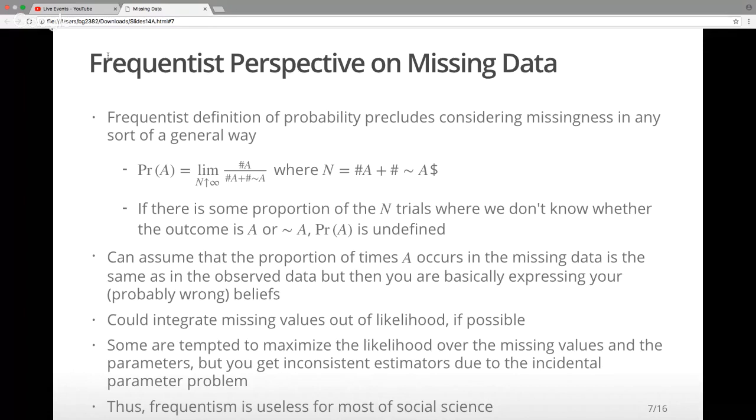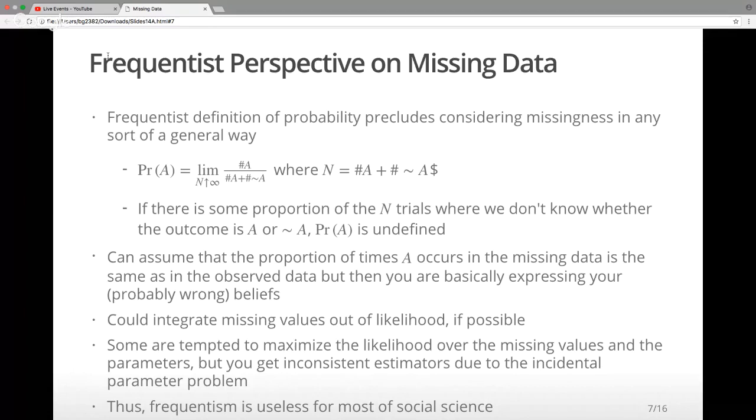You could maybe put bounds on it by assuming all the ones that were missing are counted as A, or all the ones that are missing are counted as not A. You could get a range of what the probability of A is. But having a range for the probability of A doesn't really mesh with the frequentist framework, where all these limiting things presume that the estimator is converging to a constant. When you have missing data, there's no exactly fixed constant for this to converge to.